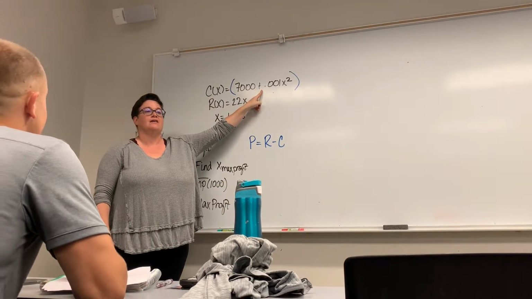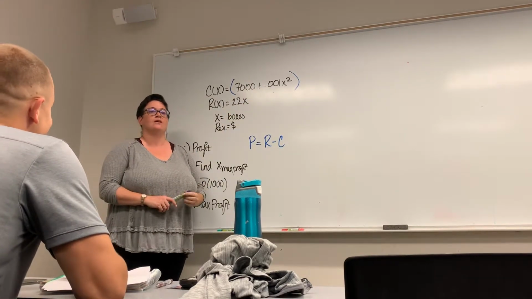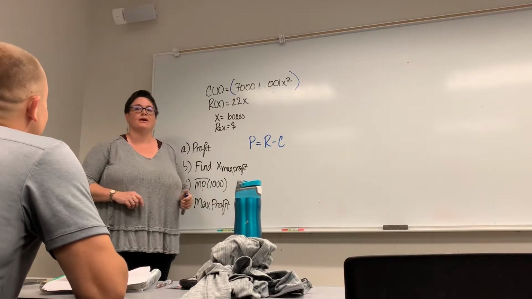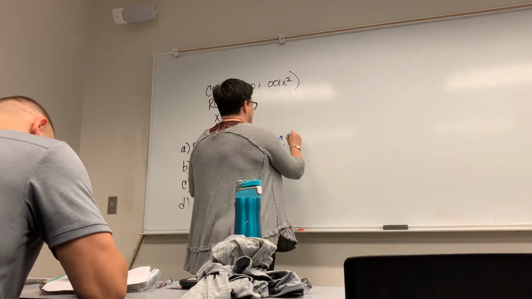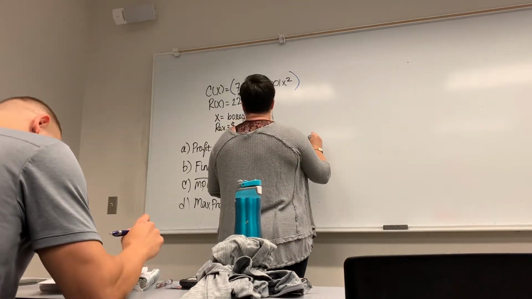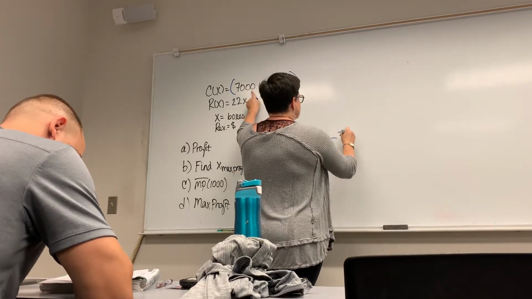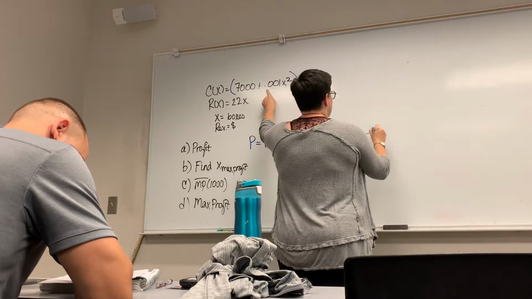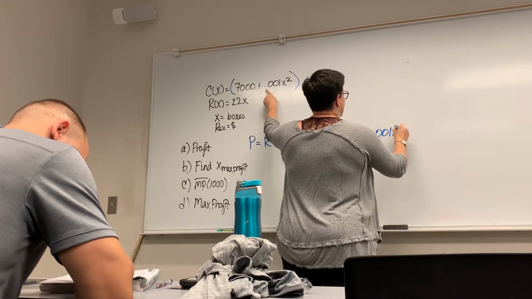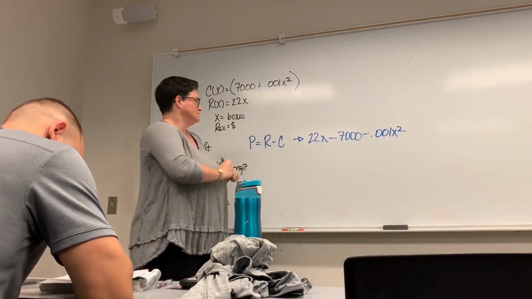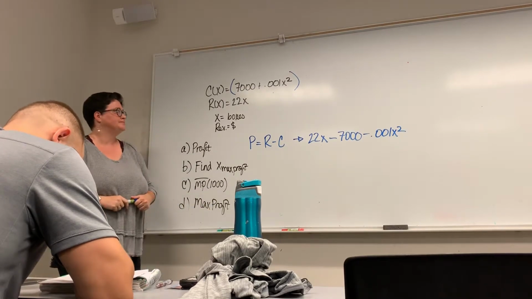I have 3 honest humans, 4 honest humans. So profit is revenue minus cost. Profit is revenue, 22x, minus 7,000, minus 0.001x squared. And that's my profit function.